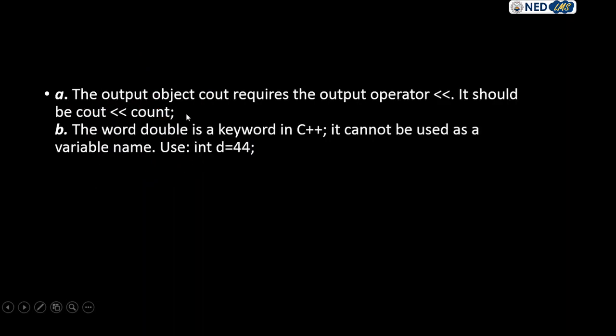In part A, the output object cout requires the output operator. It shouldn't be cout with this input operator. The word double is a keyword, and in C++ it cannot be used as a variable name. You can use integer d equals to 44 or any other letter for that.